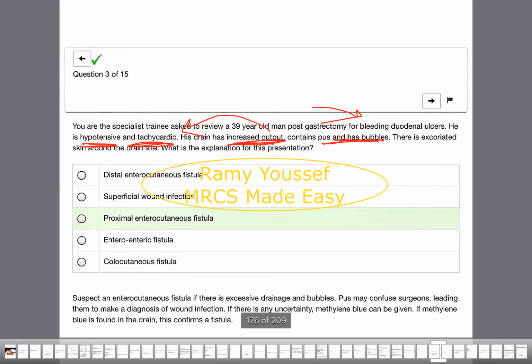But here you have a drain containing pus and increased output, and around the drain the skin is excoriated. So these are all signs of leakage or signs of fistula. If you find this around the wound, it is an enterocutaneous fistula, and this is proximal because this is a gastrectomy operation. A distal fistula will be more in the ileum, the last part of the ileum.